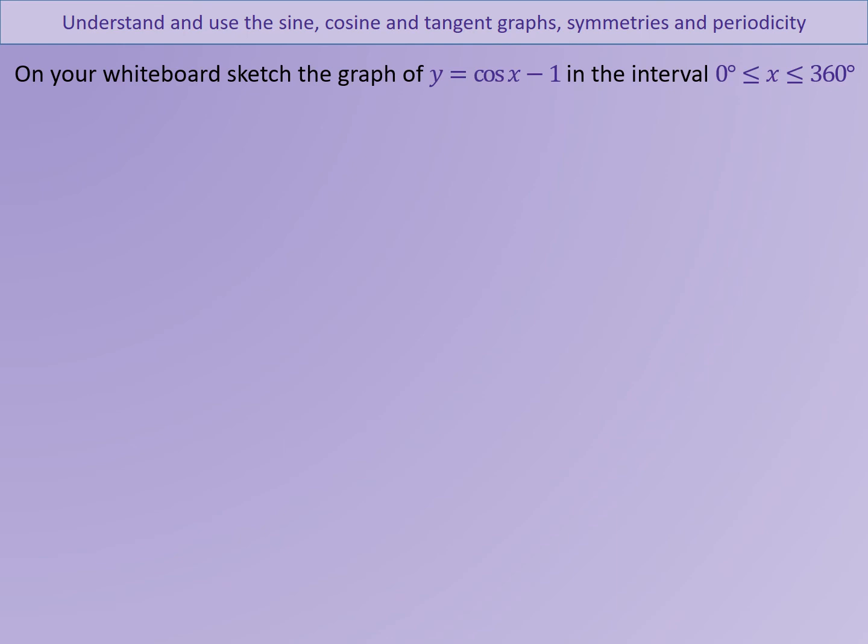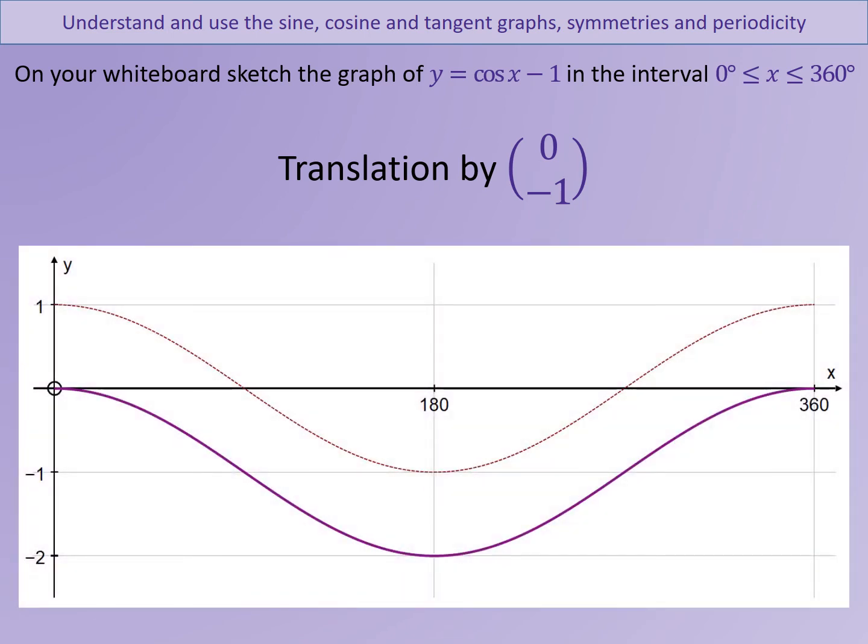Okay, so first of all, what happens with that -1 on the end of the function? We have a translation by 0, -1. The whole function is going to move down by 1 unit. So each of your outputs from the original cosine x curve are going to have a 1 subtracted from them, which creates that movement of 1 unit down on the y-axis. Again, we only need to draw this curve between 0 and 360. And if you've done that correctly, you will find that your curve looks like this.